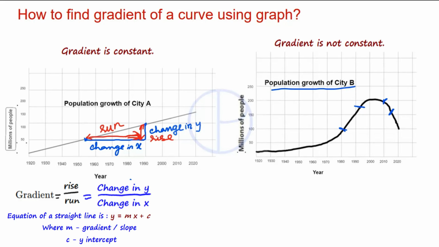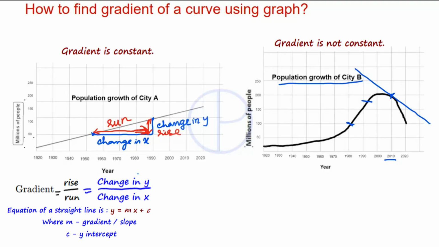So how to find a gradient then? We can find a gradient at a particular point by drawing a tangent to the curve. Because at any point on the curve, the gradient of the curve is equal to the gradient of the tangent at that point. Okay. Suppose you are going to find a gradient at x equal to 2010, you have to draw a tangent like this. This is the tangent. Recall what a tangent to a curve is. A tangent to a curve is a straight line that touches the curve at one point only.